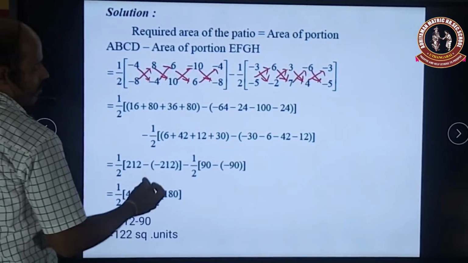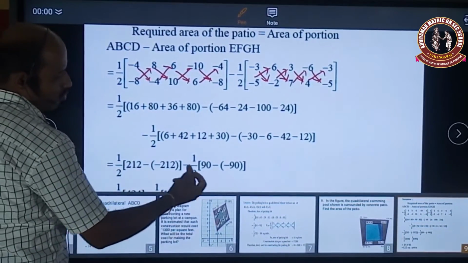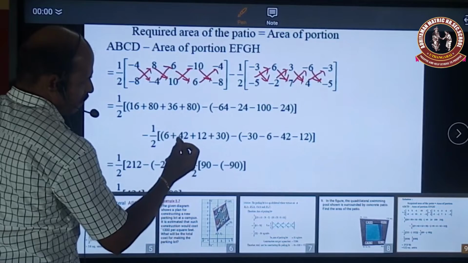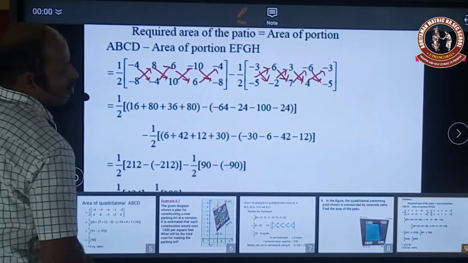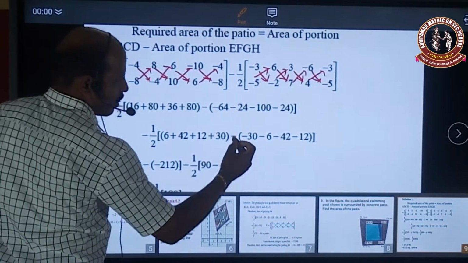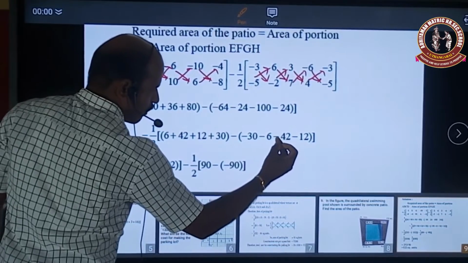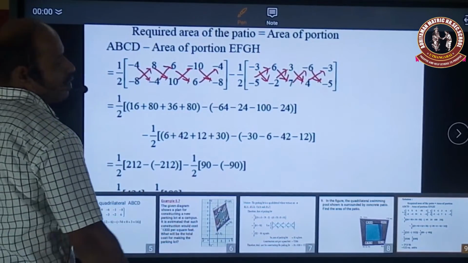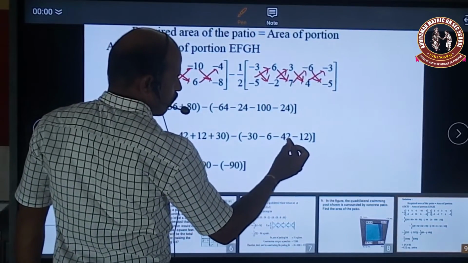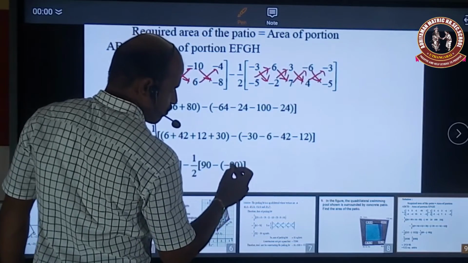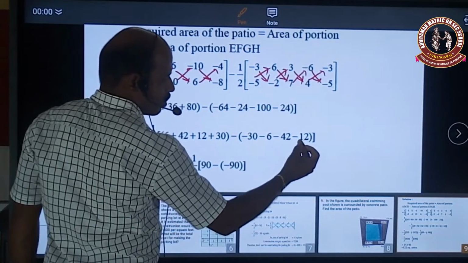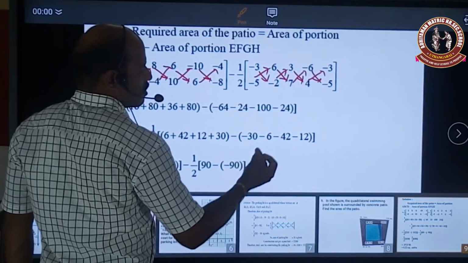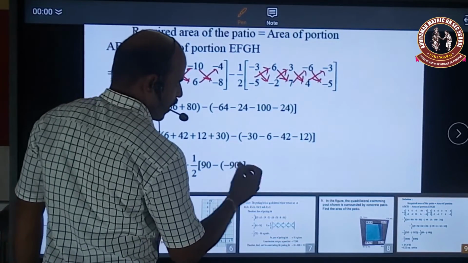That is equal to minus of 1 by 2 into 6 plus 42 plus 12 plus 30. We get 90. Minus of minus 30, minus 6, minus 42, minus 12. Adding 2 plus 2, 4, 4 plus 6, 10. Remainder 1, 1 plus 1, 2, 2 plus 4, 6, 6 plus 3, 9, minus 90.